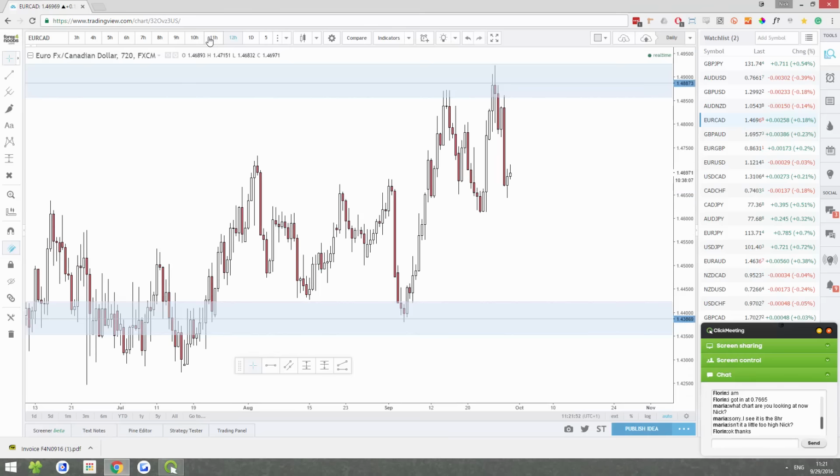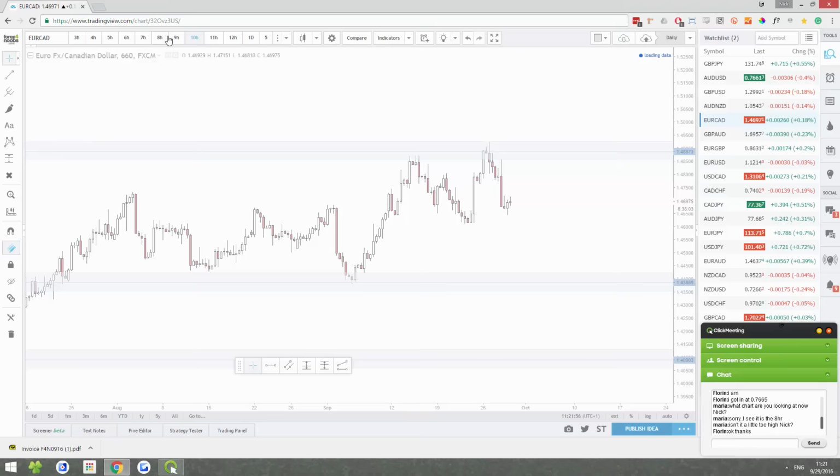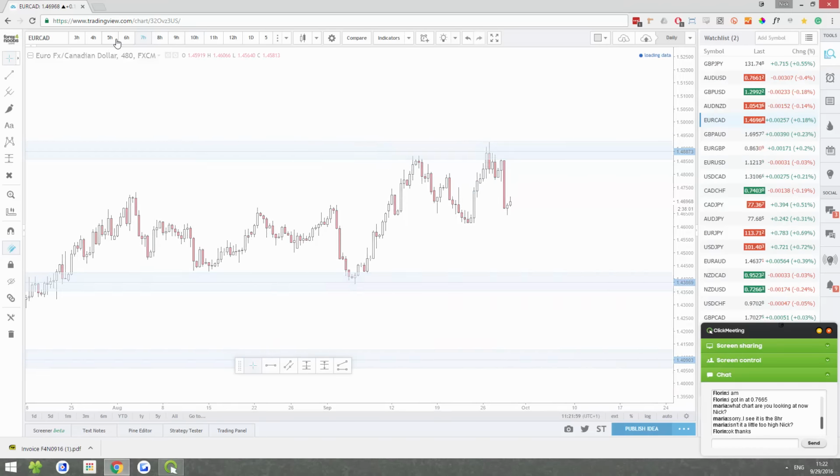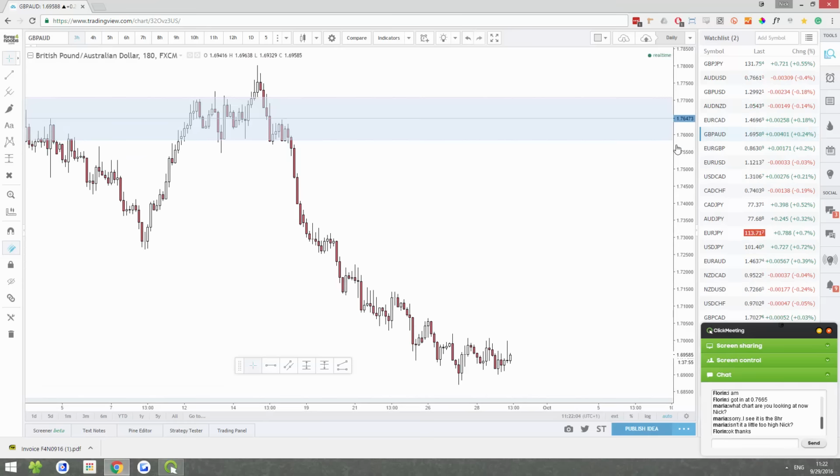Yeah, let's see what EURGBP's up to. Yeah, it's just in between two support resistance areas. There's nothing really tradable here. GBP, AUD, what are you doing?